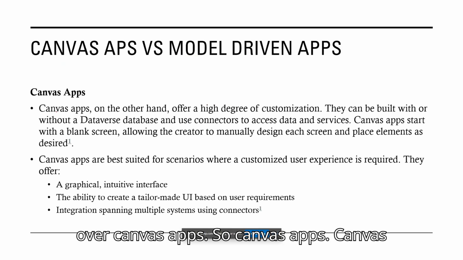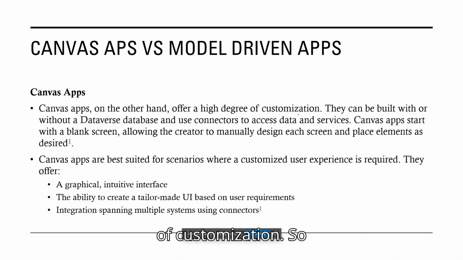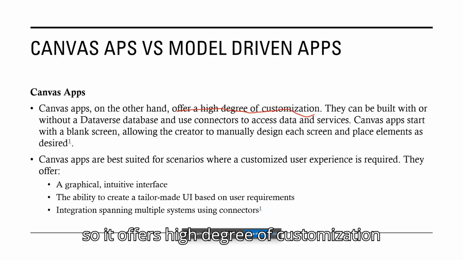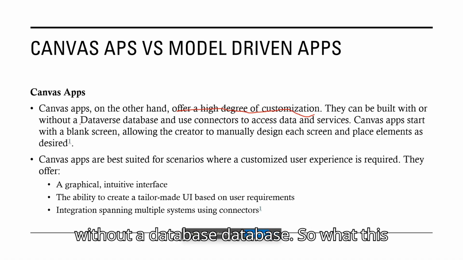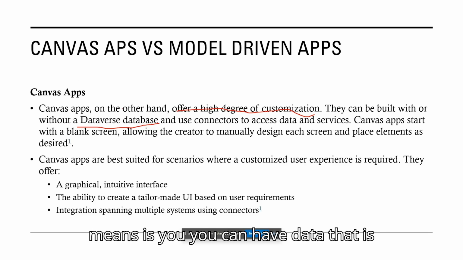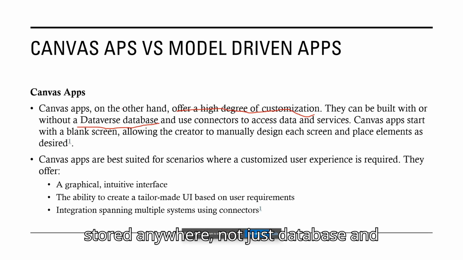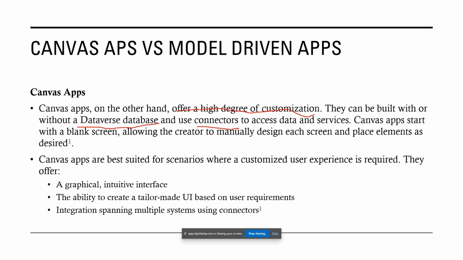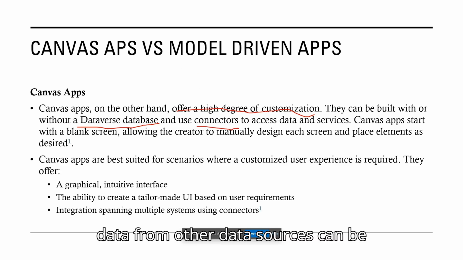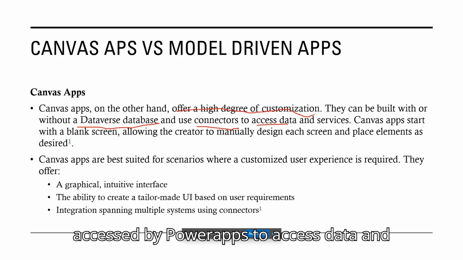Canvas apps, on the other hand, offer a high degree of customization, meaning you could create literally anything as per your business requirements. They can be built with or without a database. So what this means is you can have data that is stored anywhere, not just Dataverse, and use connectors. Connectors are how data from other data sources can be accessed by Power Apps to access data and services.